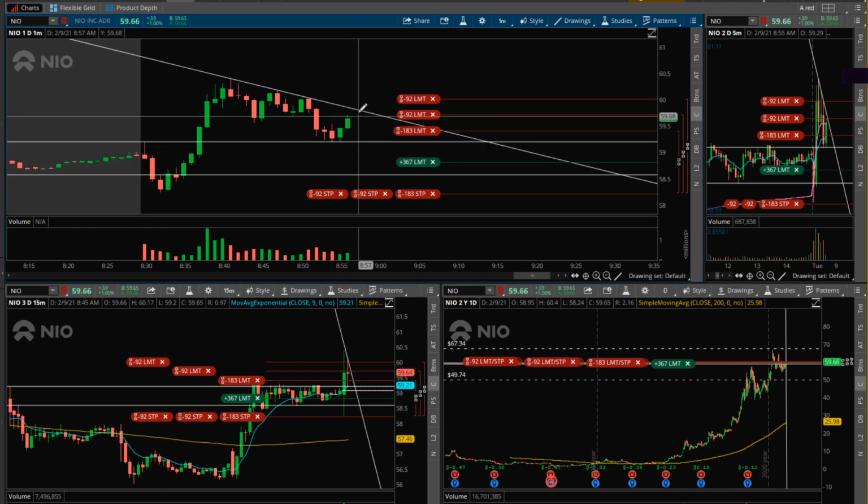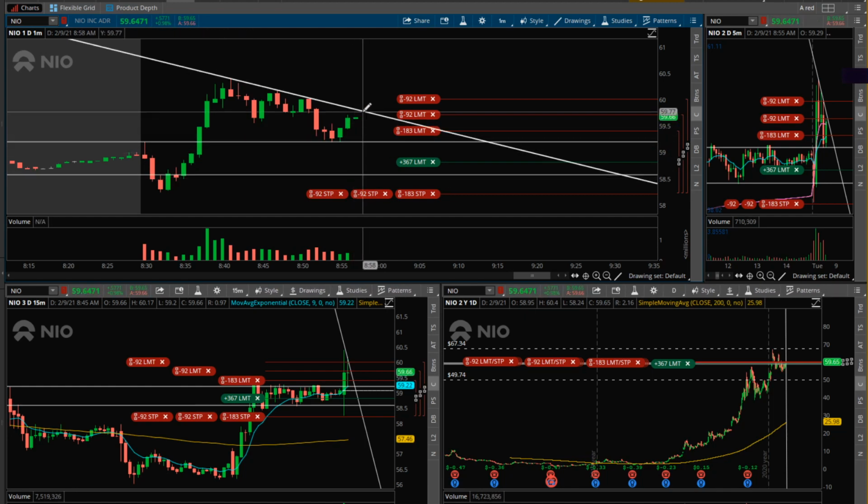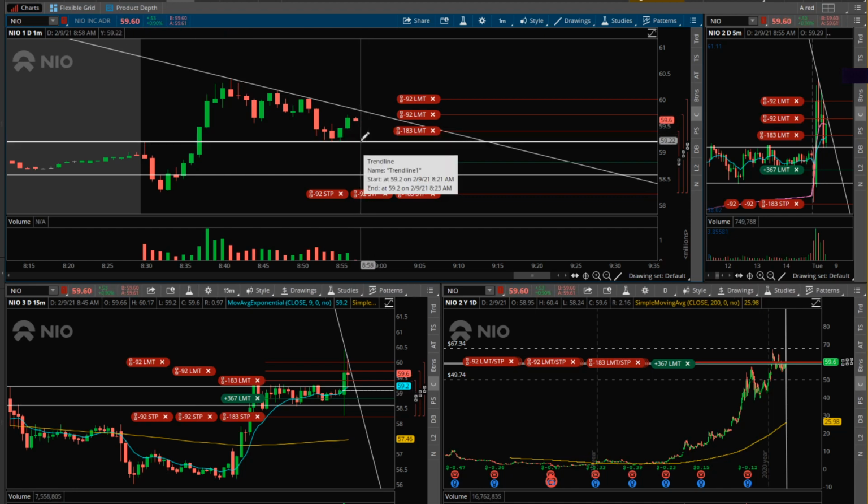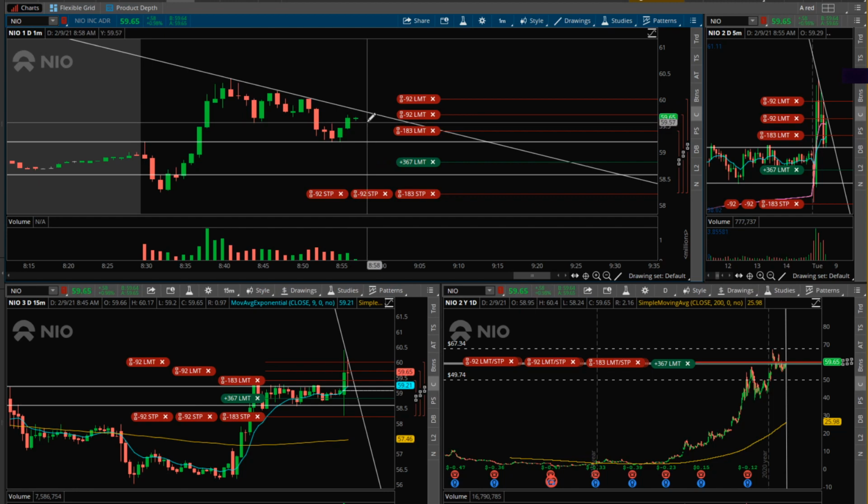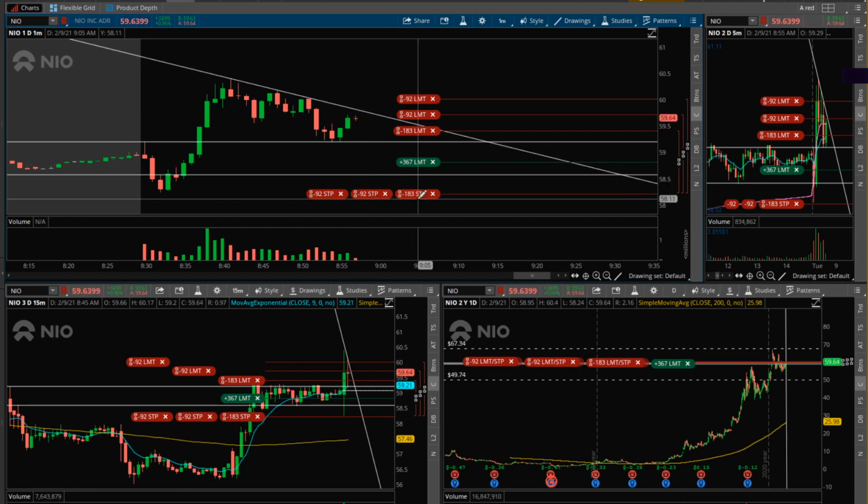Now I'm waiting for it to break. Again, like I said, you can either get in inside and expect a break, but then your stop loss will be right below it. Or once it breaks, then you get in, and your stop loss is if it comes back down inside and breaks the support, then you get out. So there are two ways to play this. I'm playing it at the break of this flag pattern.